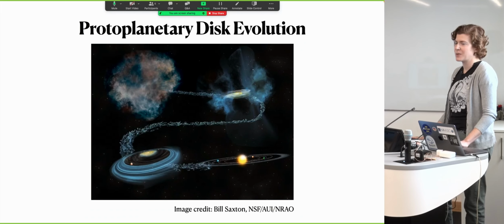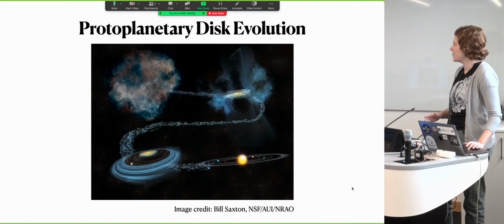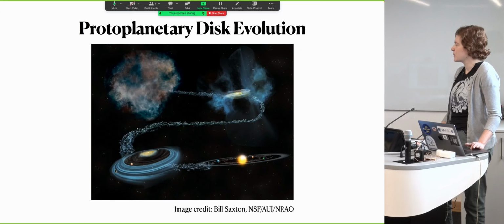Okay, so I know a lot of people in this room are familiar with protoplanetary disk evolution, but just for some context, a lot of the sources that I'm going to be talking about fall into this zone in this cartoon of disk evolution, going from a cloud of gas and dust to a full-fledged planetary system. In most of the sources I'm going to be talking about, most of the envelope has dissipated, but the protostar is still surrounded by a disk of gas and dust.